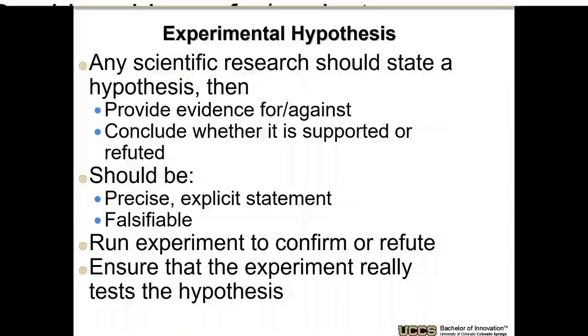Okay, as a hypothesis, it should be a precise, explicit statement, and falsifiable. Right? Because again, experiments can only falsify things; they can't actually prove them. We then want to run experiments to confirm or refute it, and ensure the experiment really tests the hypothesis. This last part is outside the scope of statistics. This part here comes down to what we want to do with statistics.